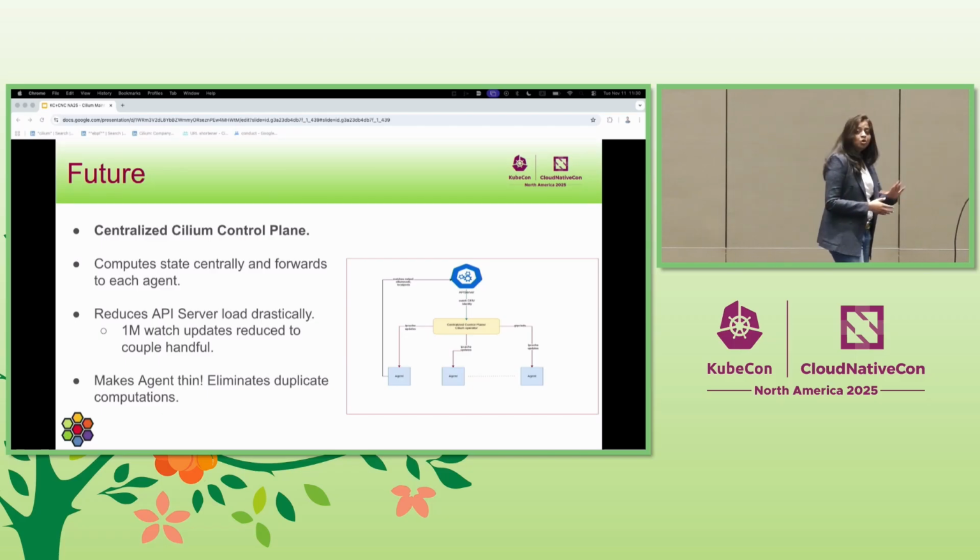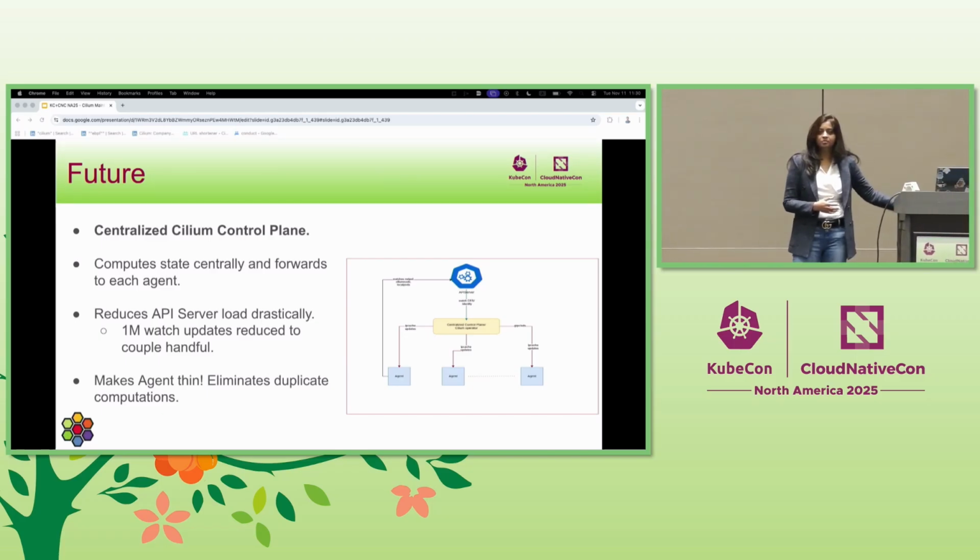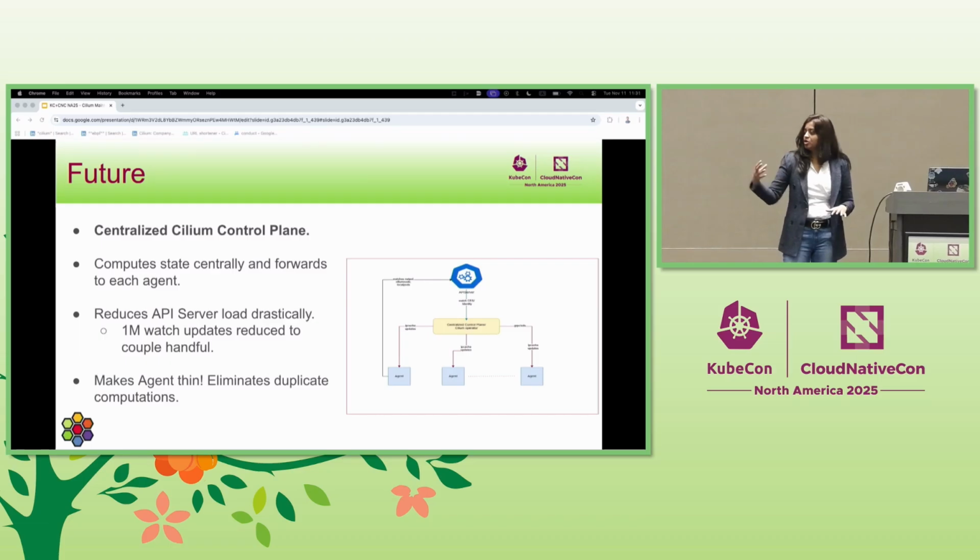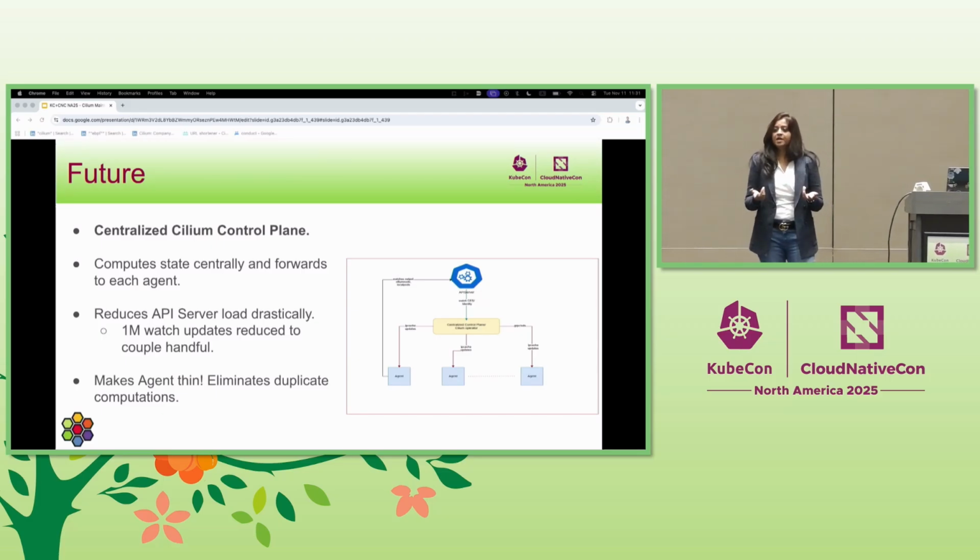Now, that not only reduces your API server load, because you have reduced the watches from every agent to this central control plane, and now you have some continuous stream between your control plane and your agents to update the data. You've not only reduced the API server load, but by centrally computing the state, you've also made your agents thin. Now, you don't have to, for example, do this IP cache update.